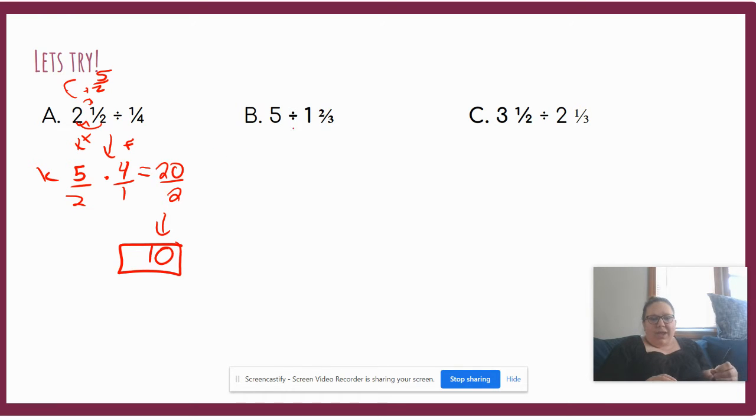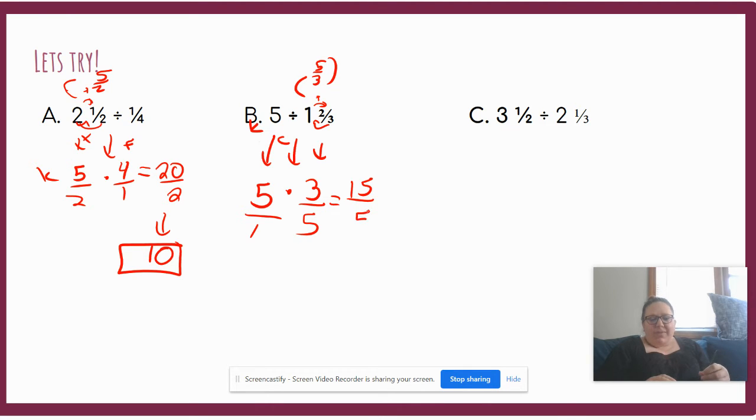All right, now let's try 5 divided by 1 2/3. So remember, this 1 2/3 here, 3 times 1 is 3, plus 2 is 5/3. So 5 is our keep. Change to multiplication. And then our flip, 5/3, is going to become 3 over 5. So we changed 1 2/3 to an improper fraction, which is 5/3, and then we flipped it because it's division. 5 times 3 is 15. 1 times 5 is 5. 15 over 5 is 3.